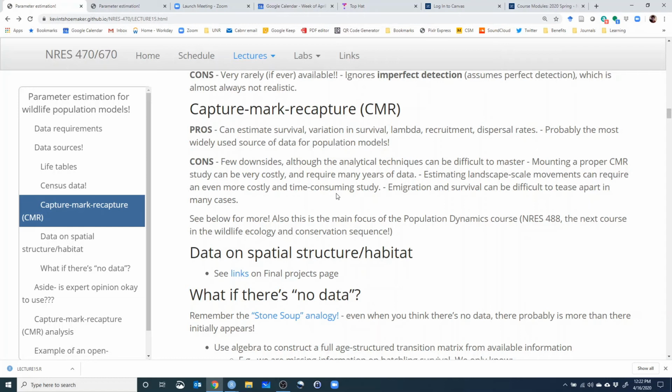And if you want to get hands-on experience using these data, I encourage you to go to Lab 7 and complete the exercises. You get some extra credit for it, and I think it's a really useful exercise to go through, and it'll get you really well prepared for taking NRES 488. All right.